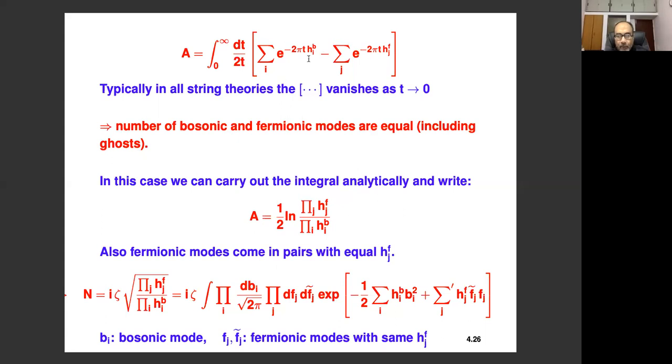But let's not worry about those divergences right now. Let's pretend that these are all positive, h_i^B and h_i^F are positive, and see if we can get a more physical understanding of what this represents. So if we pretend that these are positive, then you can do the integral analytically, and if the numbers are the same, so that this is finite at t equal to 0, then you get the annulus amplitude to be given by this. It's the half log of the product of the fermionic L0 eigenvalues divided by the product of bosonic L0 eigenvalues.